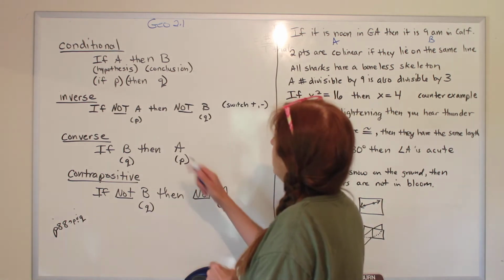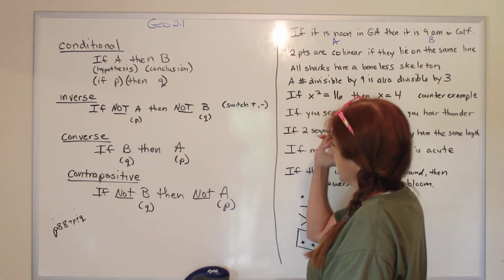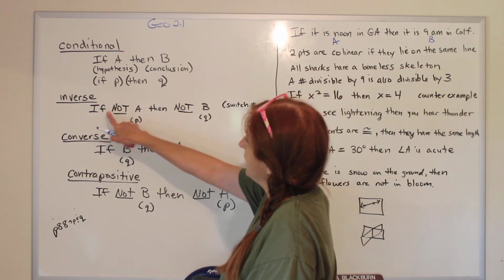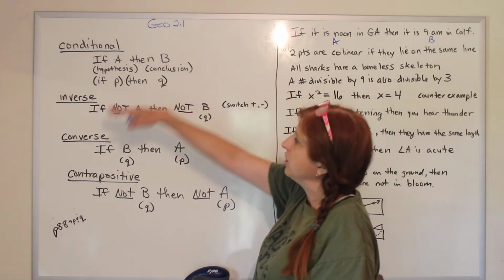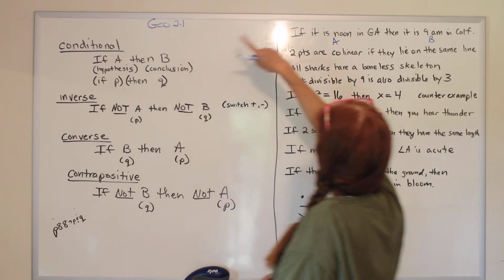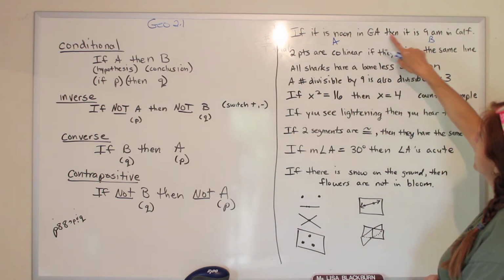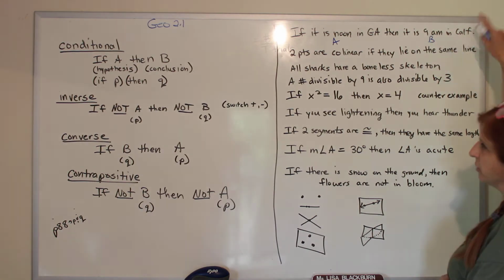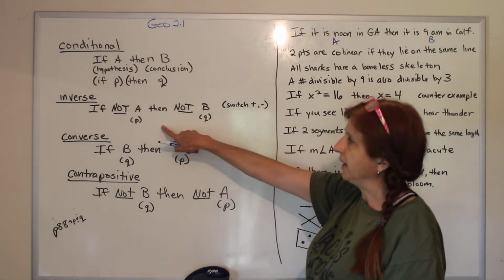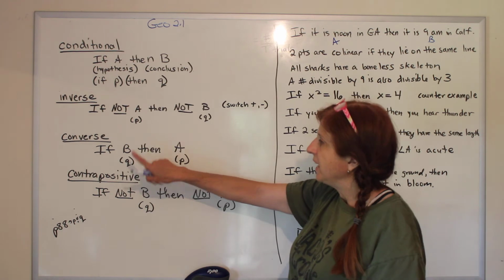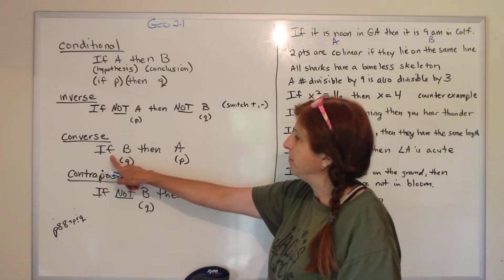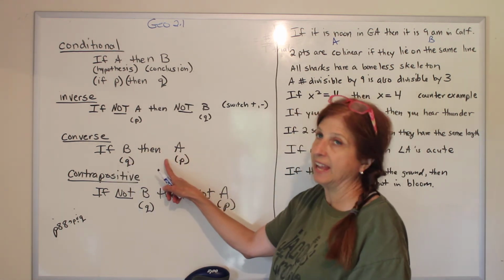We shall overcome. All right, so the next one is called the inverse. It's the same as the conditional, but it's not, okay? So for this one it would be, if it's not noon in Georgia, then it's not 9 a.m. in California, okay? Converse is you flip them. You say the B first and the A second.